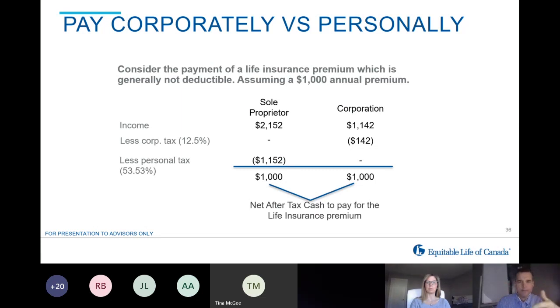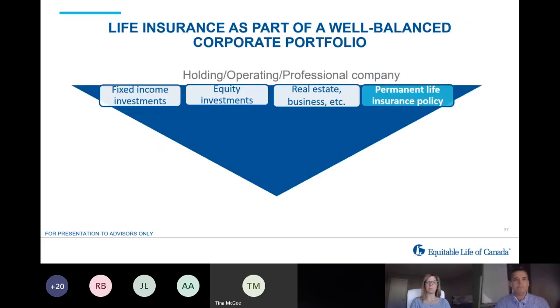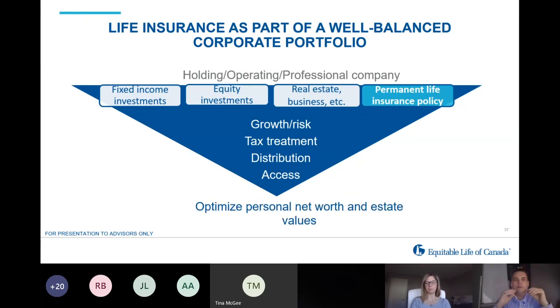So this just kind of supports that. If I need a $1,000 premium and I'm in a top tax bracket, that would cost me $2,000 a year, versus $1,100 corporately at a 12.5% rate. So I don't think I'll get too much of an argument on that one. And what I want to talk to him about is, they've already bought into the idea of life insurance as an asset class in the overall portfolio of the corporation.